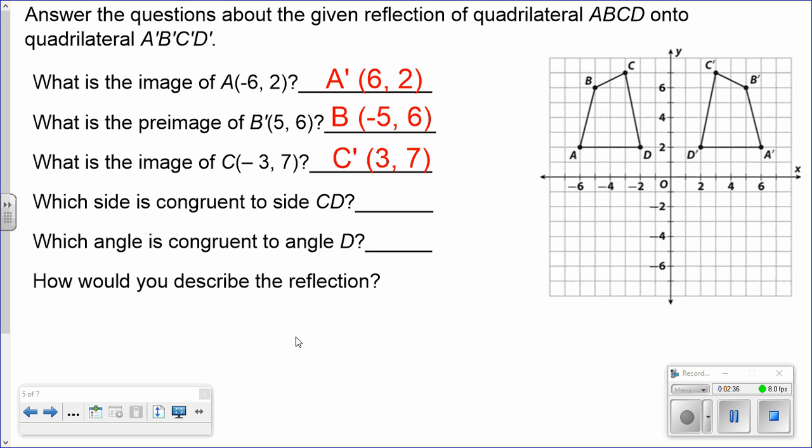Which side is congruent to CD? CD is this long one here, so obviously it's C prime, D prime. Which angle is congruent to D? There's D. Well, D prime is congruent to D. So how would we describe this reflection? It's a reflection over the Y. So it was on this side of the Y-axis, now it's on this side of the Y-axis.